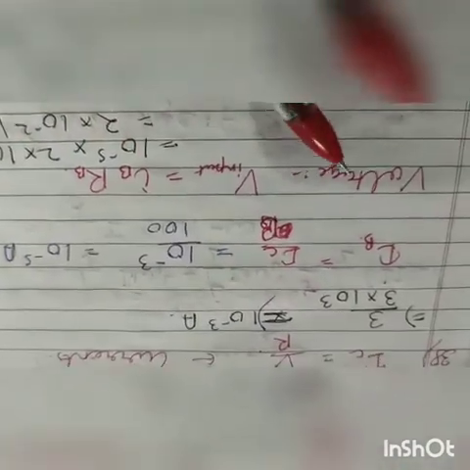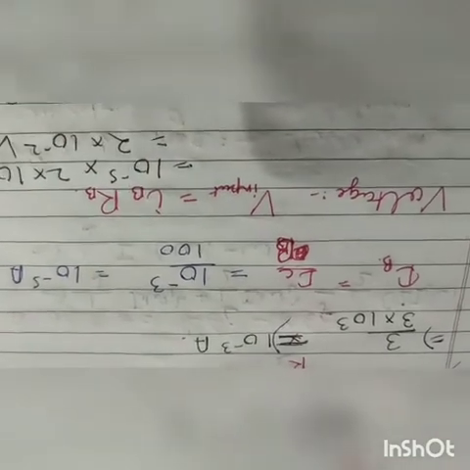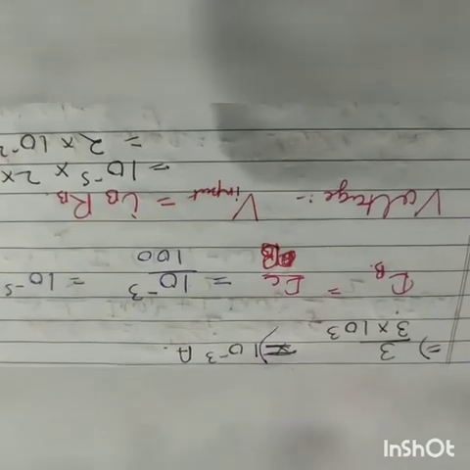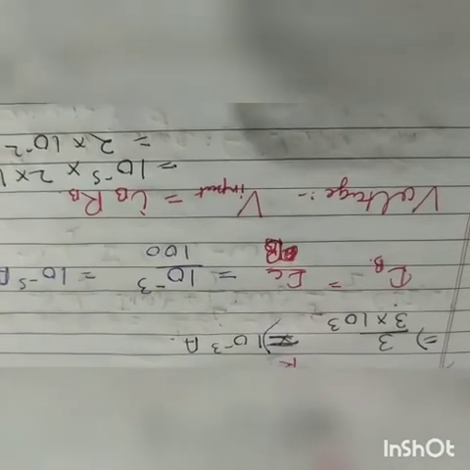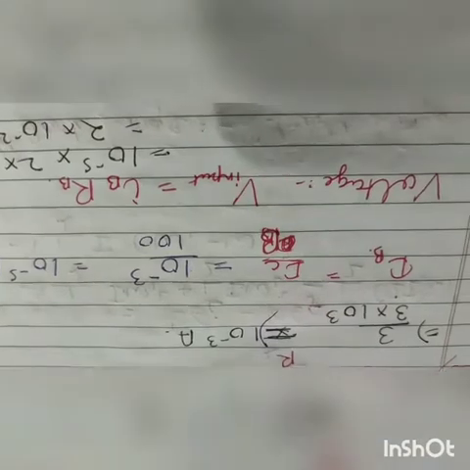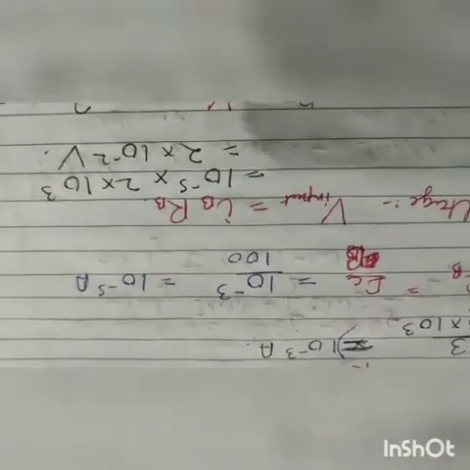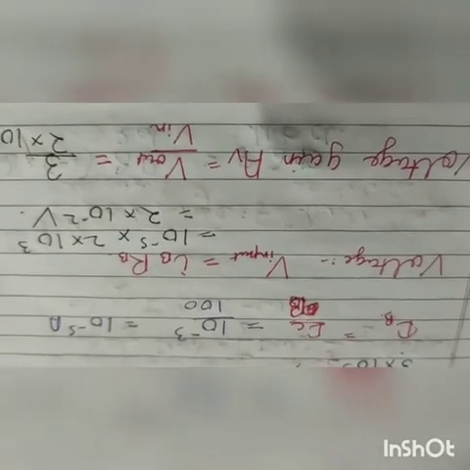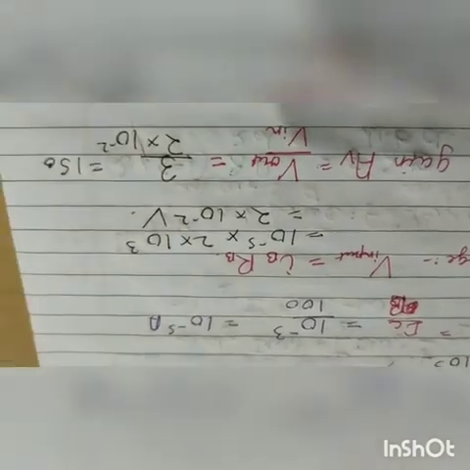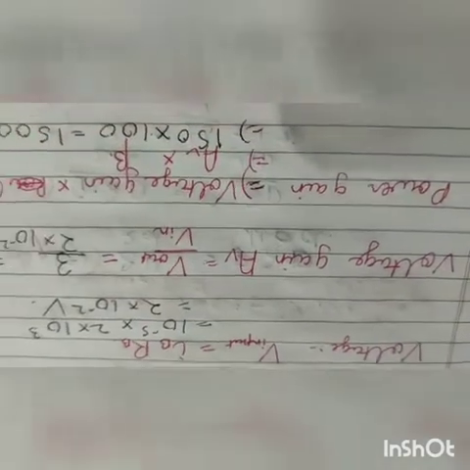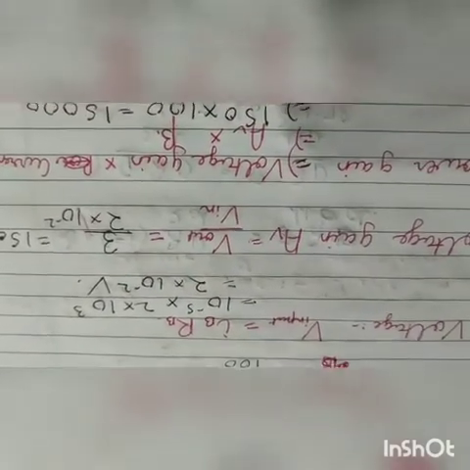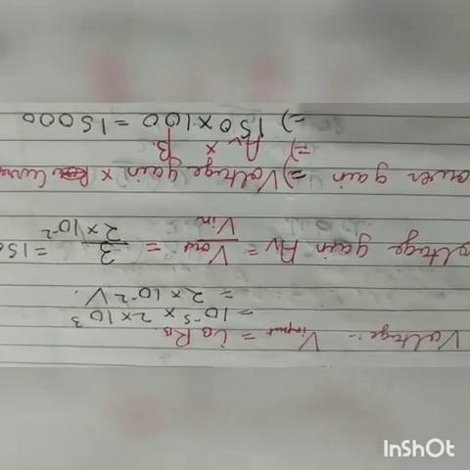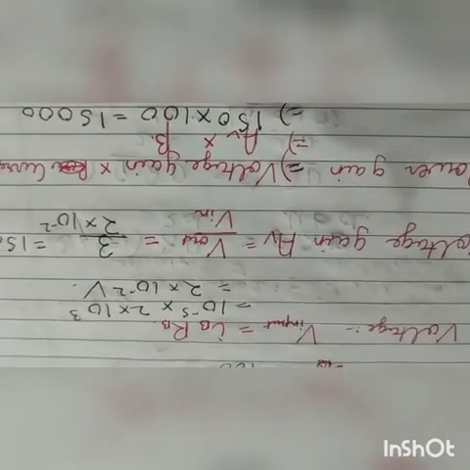And we know voltage is IB times RB, the current through the base and the resistance of the base. So it comes out to be 2 into 10⁻² volt. Voltage gain is voltage output by voltage input. So we put the values and get 150. And power gain is voltage gain into current gain, so voltage gain is AV and power gain we write as β times AV. The value of β is given, so it is 15,000.